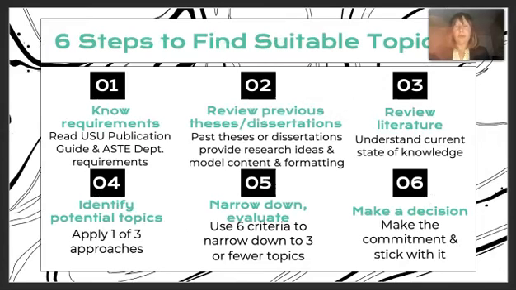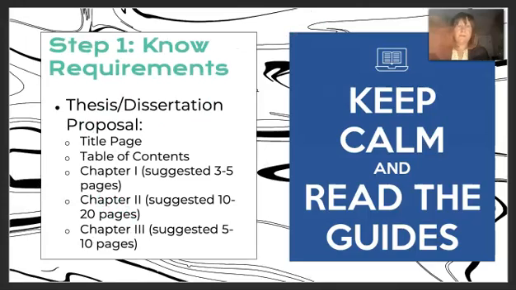I will share with you a 6-step process that you can follow to help you arrive at a high-quality research topic. We're going to start with just knowing our requirements, reviewing previous theses, dissertations, reviewing literature, identifying our topics, narrowing them down, and then making a decision.